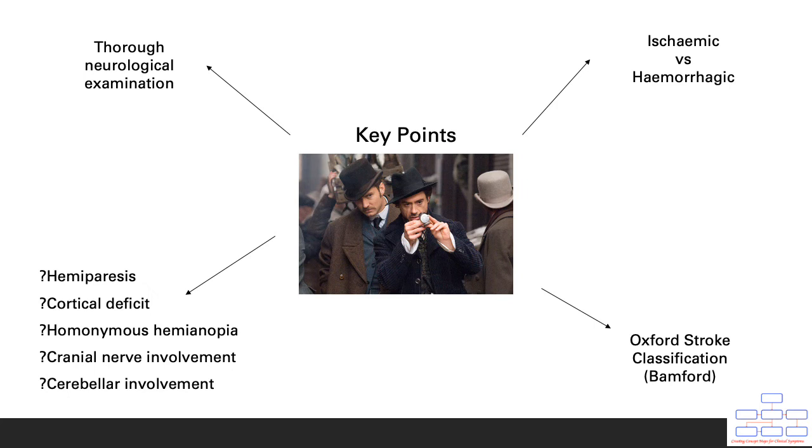A thorough and full neurological exam would be essential to determine the constellation of signs and symptoms that your patients present with. And some of the key things that you want to ascertain when your patients come in with stroke: is there hemiparesis? Is there cortical deficit? Is there homonymous hemianopia? And are there any cranial nerve and cerebellar involvement? I would consider all these 5 things to be the main things that I want to find out when I have a newly presenting patient that I suspect has stroke.